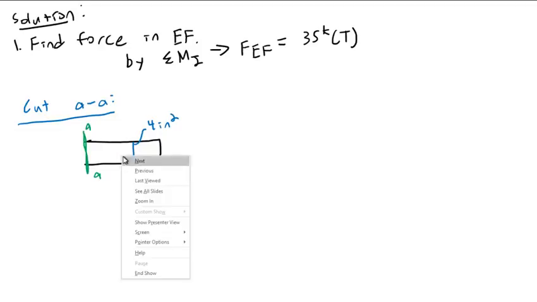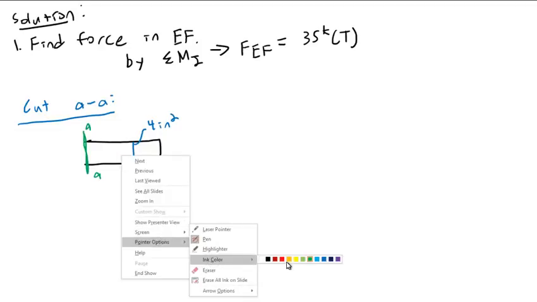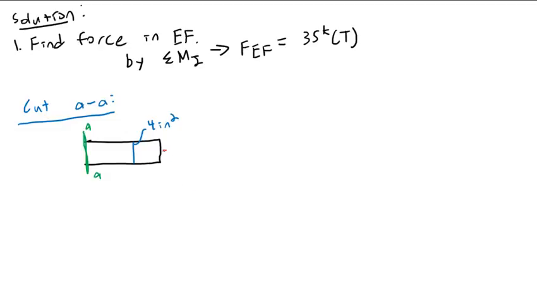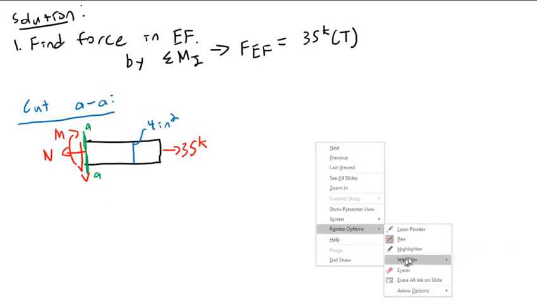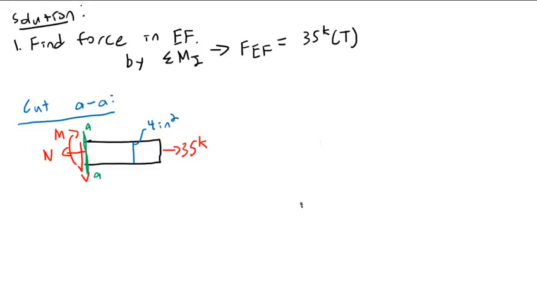AA, and the forces on here. Well, I have my 35 kip force here, and I have N, normal force, my shear, V, and a moment, M, like shown. And from this, I will determine the following. Via a balance of forces, it can very easily be shown, like we did earlier, that N equals 35 kips, and V equals M equals 0.